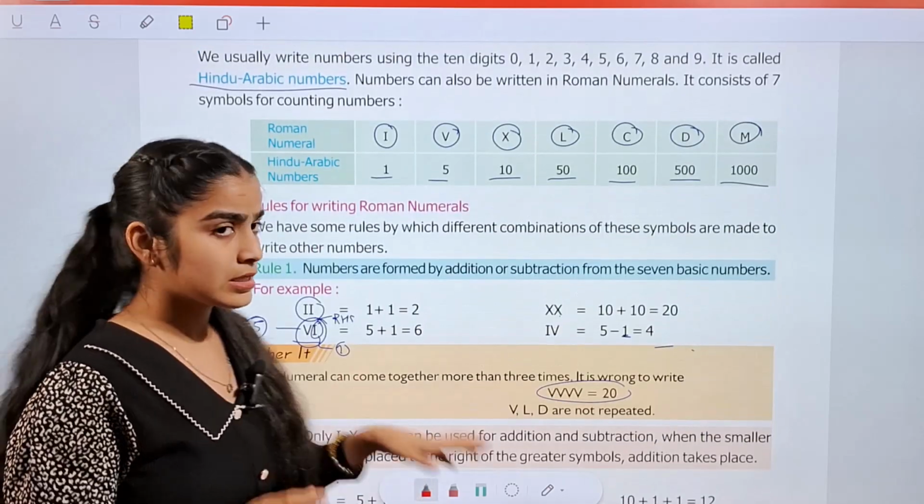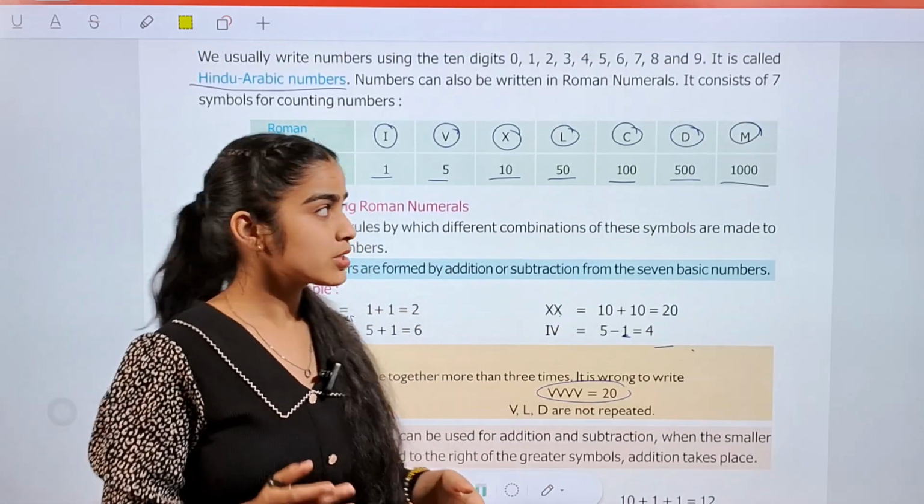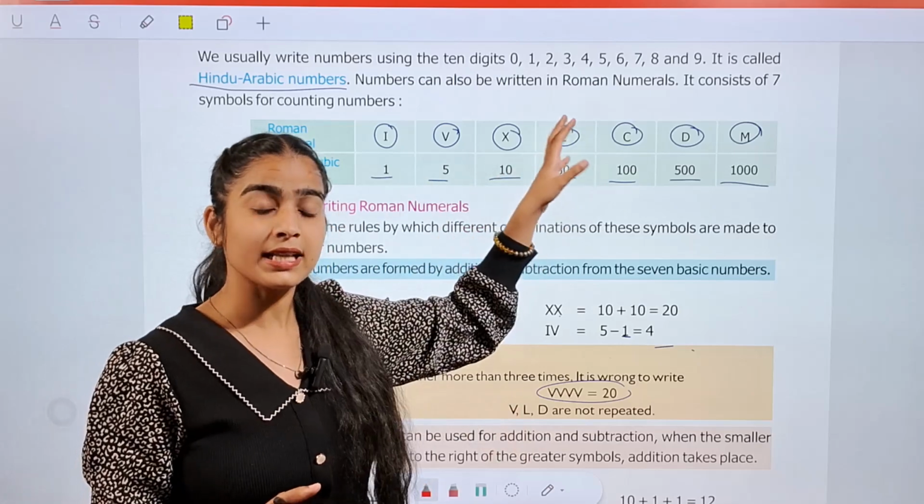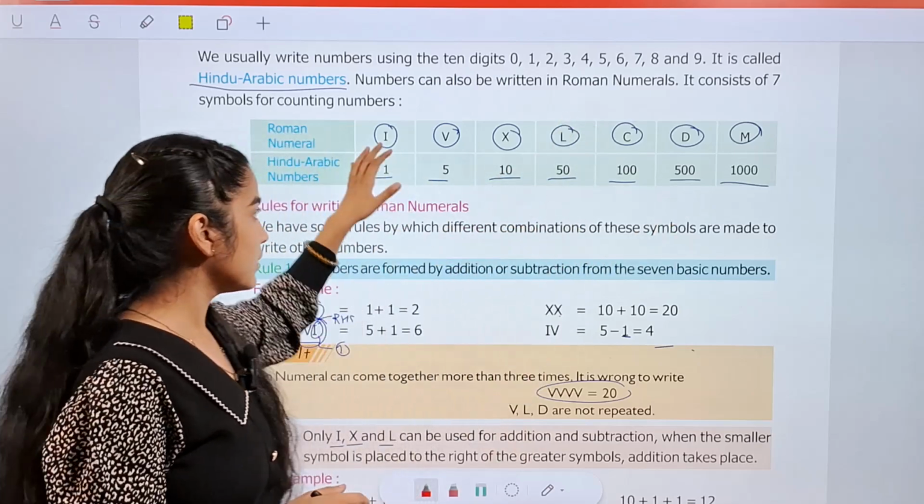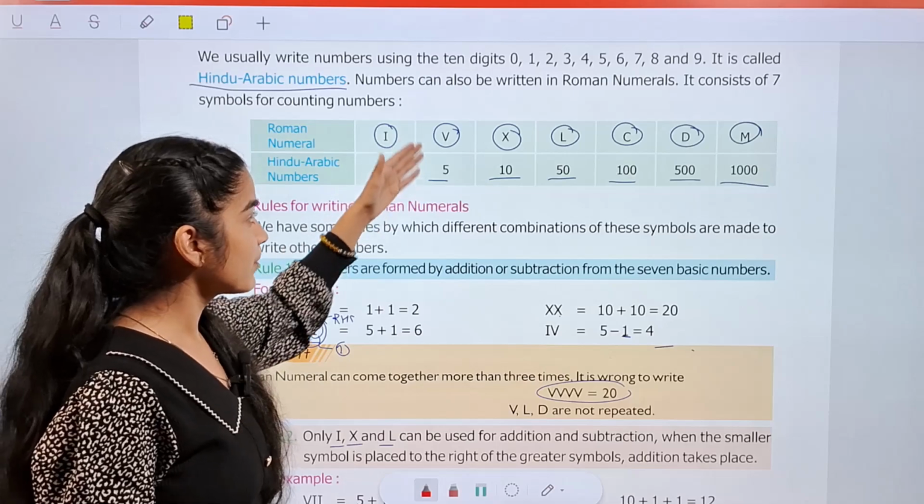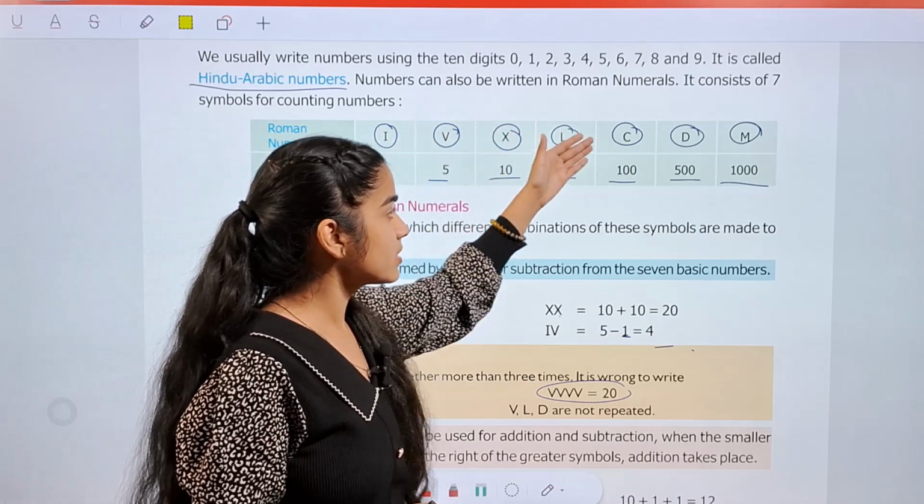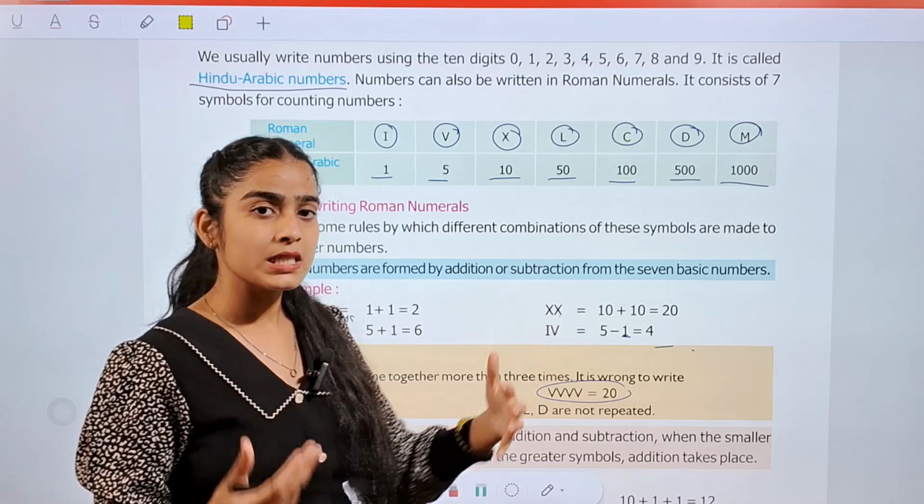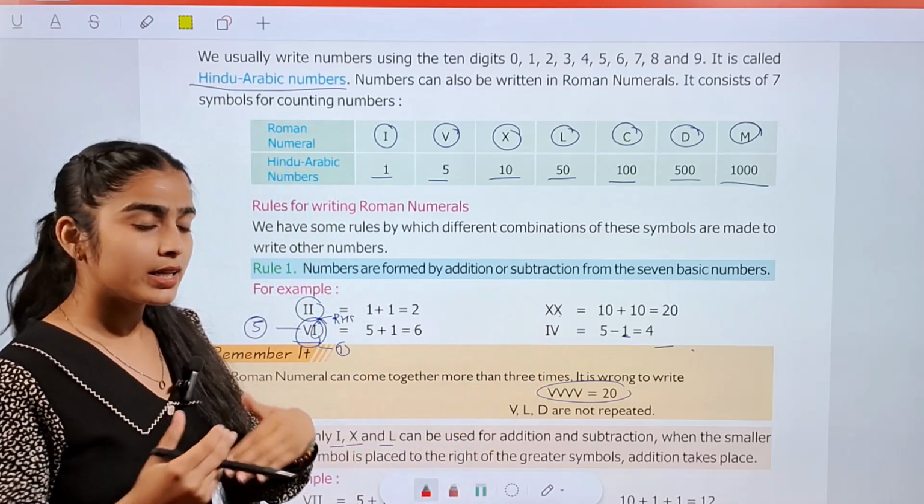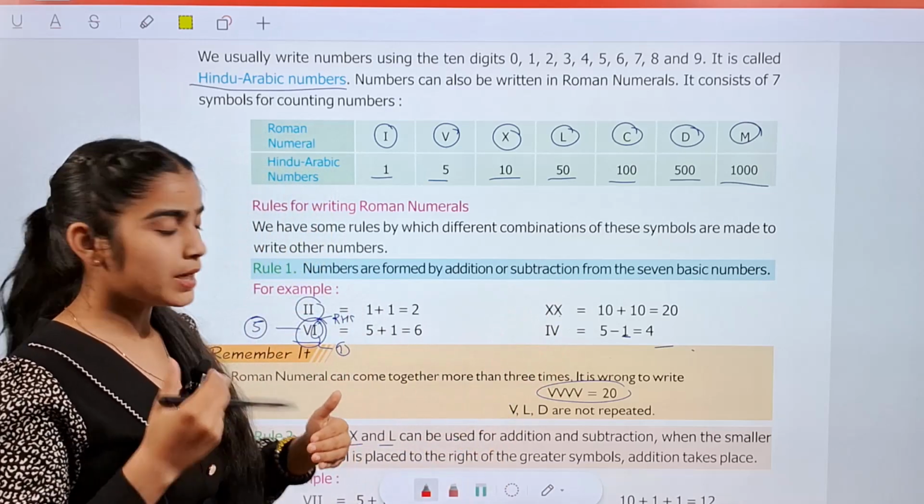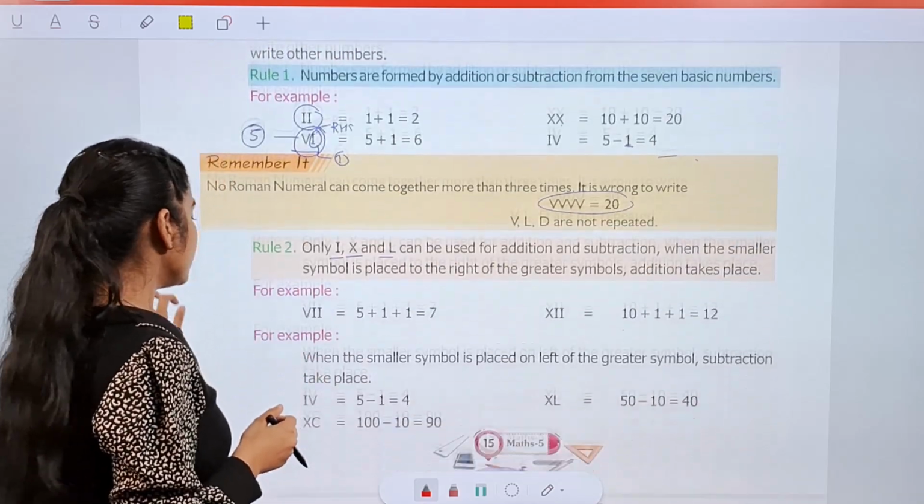Do one thing, this is advice from my side for you students. First of all, you have to learn these 7 symbols and their meanings. Okay, for example, I means 1, V means 5, X means 10, L means 50, C means 100. So you have to consider this. Then you have to acquire each and every rule step by step.